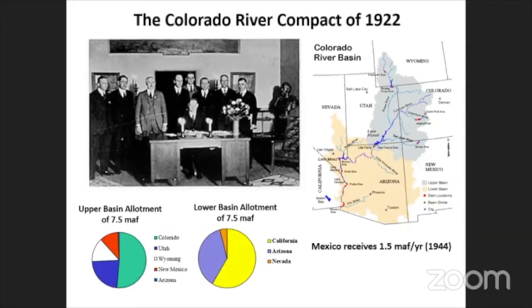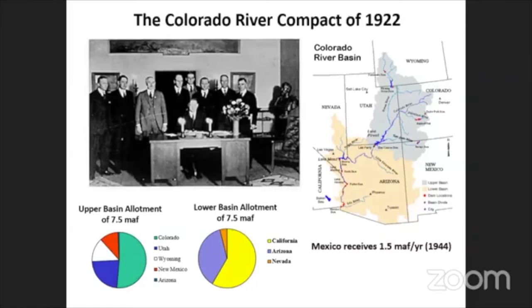But these were the days early in the 20th century when water law policy was being decided. So the Colorado River Compact of 1922 established the boundaries of the river corridor. It created an upper Colorado River basin and a lower Colorado River basin, shown there on the right side of the screen. It overestimated the amount of water, but it divided the water of the Colorado River into two equal portions. The upper basin and the lower basin each received 7.5 million acre feet of water per year.